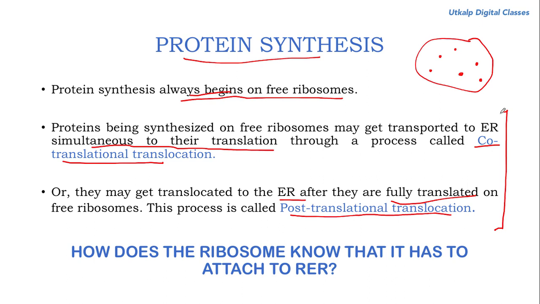Now, how does the ribosome know that it has to attach to the RER membrane? What are the signals that are given to the ribosome to make it aware that it has to go and attach to the RER membrane?